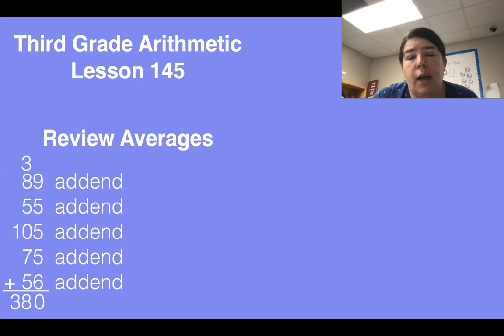Okay, so now we need to divide by the number of addends. How many addends are there? 1, 2, 3, 4, 5 addends. So we're going to divide by the number 5. Should look like this. Let's divide 380 by 5.